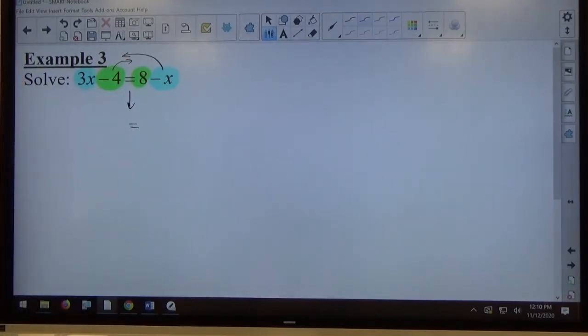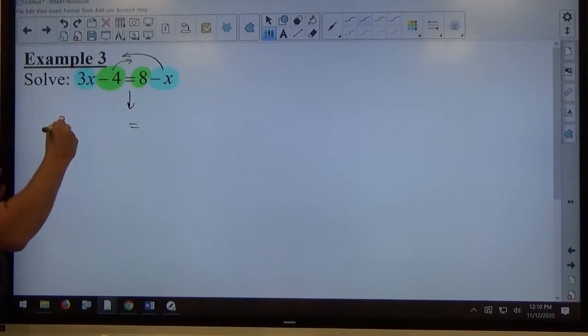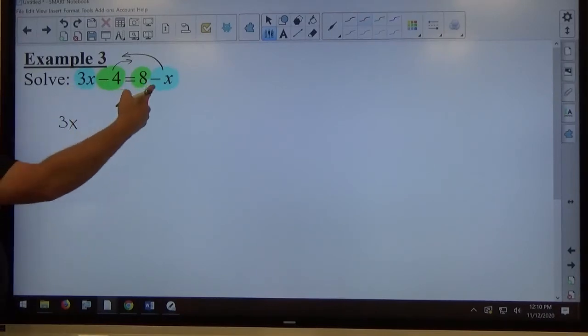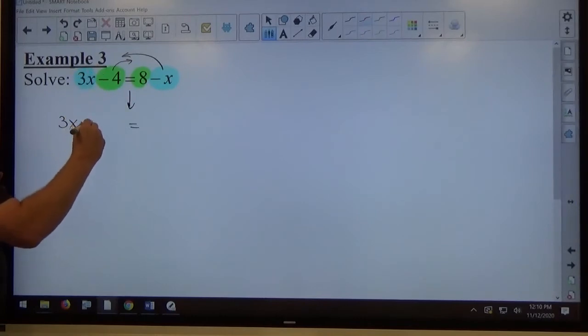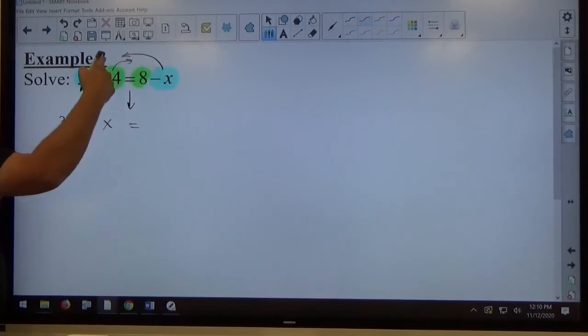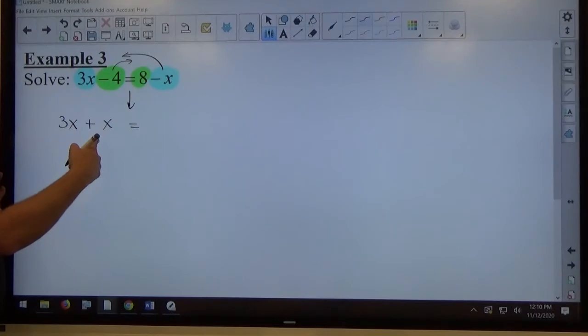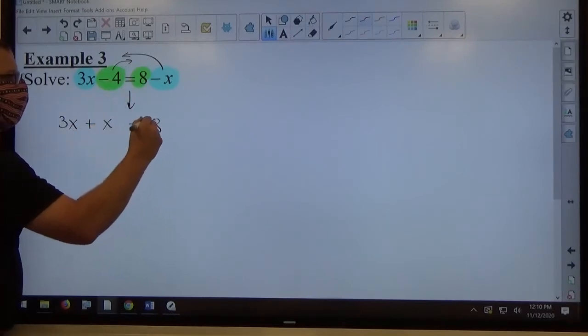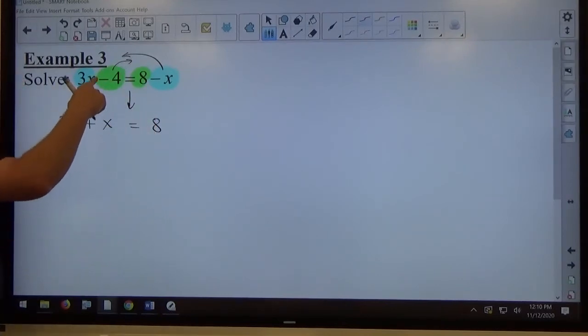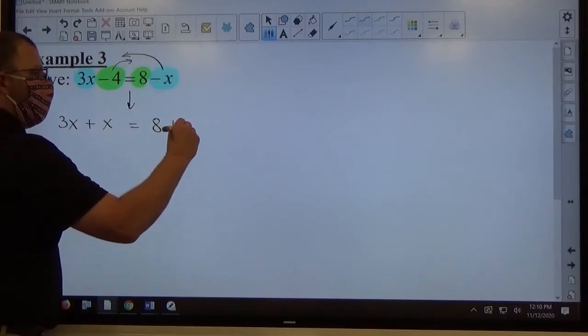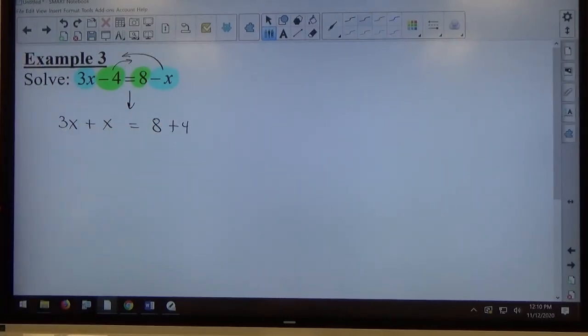Okay, and when you move things, you change signs. So notice 3x isn't moving, so 3x stays positive. Minus x is moving, so it becomes positive. Negative x moves across the equals, becomes positive x. Positive 8 is not moving, it stays positive 8. Negative 4 is moving across the equal sign, becomes positive 4. You simply make a decision: I want x on this side, I want numbers on that side, and make it happen. Things that move change signs, things that don't move don't change signs.